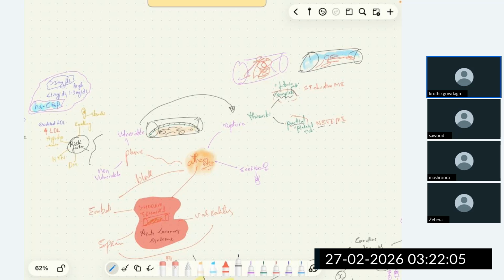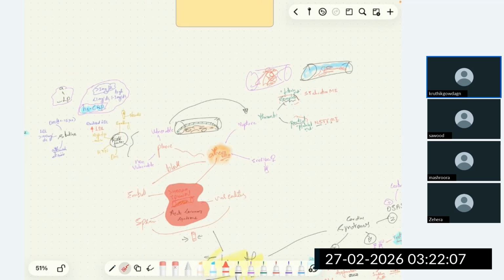So what are the risk factors which make the plaque vulnerable and non-vulnerable? We usually don't know. Those who have non-vulnerable plaque, they are very happy. They live very happily. The plaque will not cause any problem, and they may die because of other causes. If the plaque ruptures and there is development of thrombi inside the blood vessels leading on to ST elevation and non-ST elevation MI, this is called acute coronary syndrome.